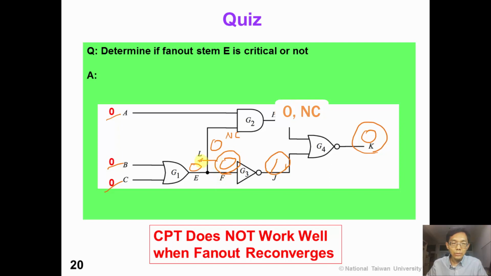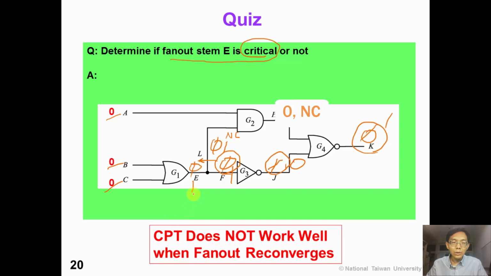Now we want to determine the criticality of fanout stem E. Is E critical or not? Let's try to flip the value. We can see that J is flipped to 0, so K would be flipped to 1. So in this example, fanout stem E is critical. So the result of this quiz is opposite to our previous example.